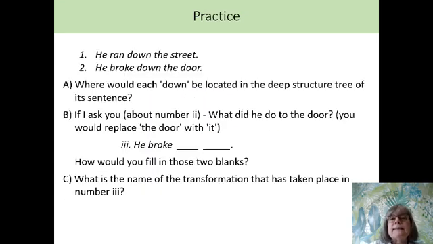So just to practice it, you can think about where each down would be located in the deep structure tree of these two different sentences. And if I asked you about number 2, what did he do to the door? How would you answer this? And what is the name of the transformation that has taken place? Very simple. And here are the answers.